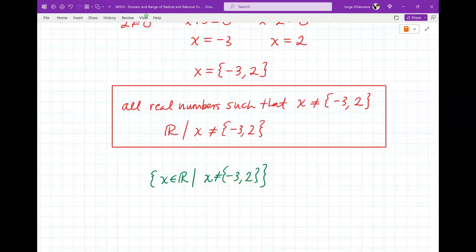So are we okay with domain for that one? So just get the denominator, solve it. Whatever answers you get, don't use them, right? You're going to say x can't be that answer, all right? So I'm going to stop it here.